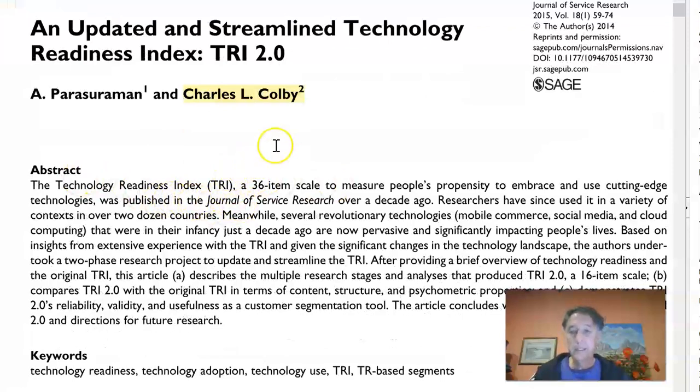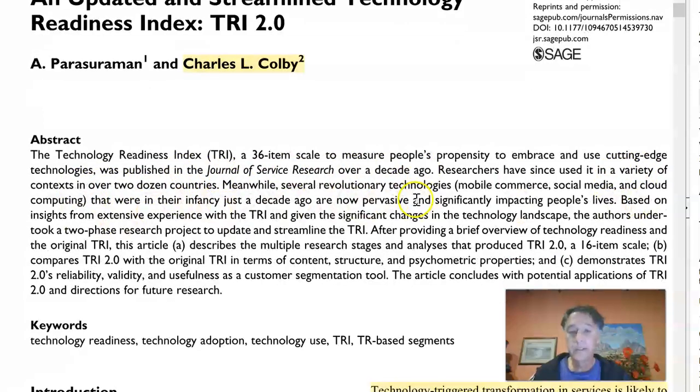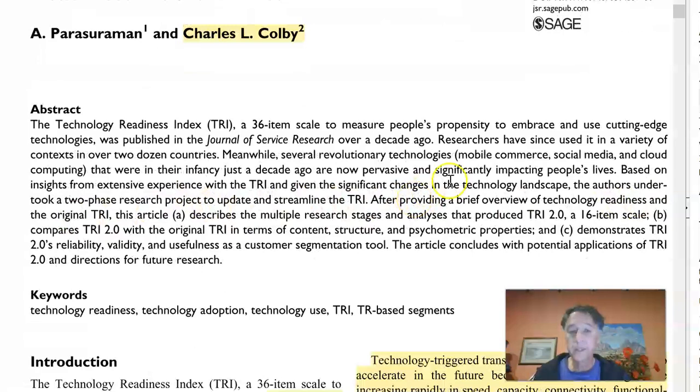So when you look at the article, the abstract gives you quite a bit of information. You know, it says it's a 36-item scale to measure people's propensity to embrace and use cutting-edge technologies. It was first published over a decade ago. It's been used in a variety of contexts and in over 24 countries, so that helps a lot.